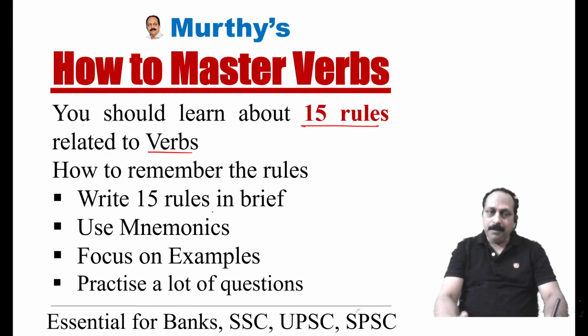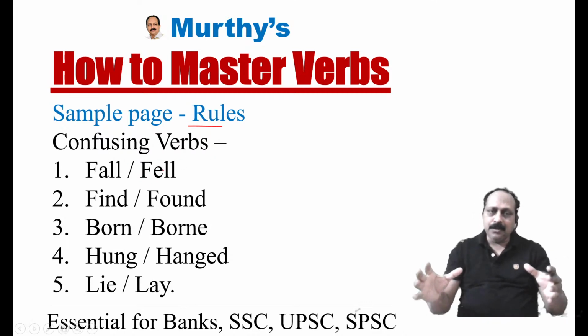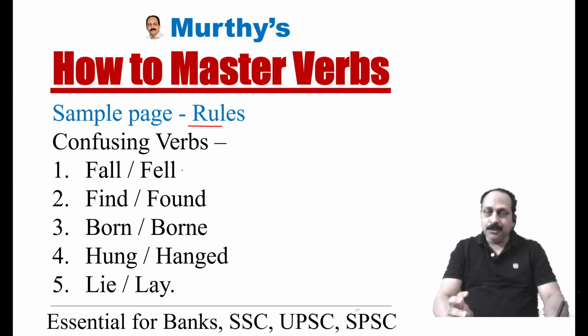How to remember. Write 15 rules in brief. Use mnemonics. Focus on examples. Practice a lot of questions. Every topic, the same thing. And sample page, how to remember rules. When you write confusing verbs, then you don't have to write all the forms. They should be at your fingertips. Just write the pairs. Fall, fell.